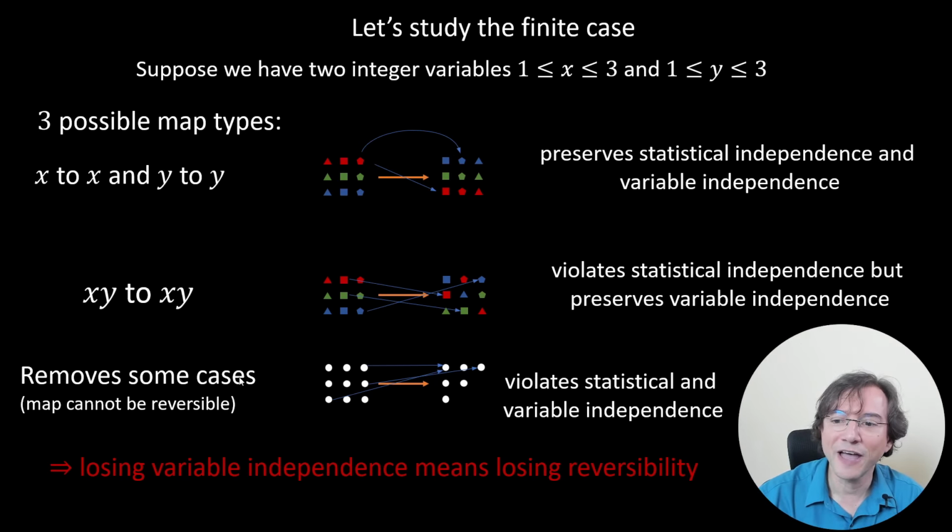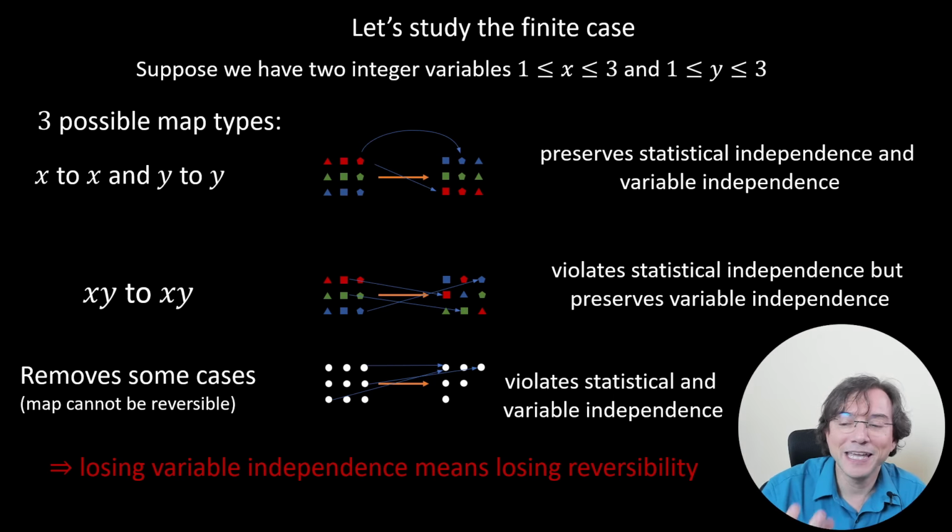Now, you could also have a map that merges some cases. So for example, this case and this case are mapped to the same case. And of course, if we do that, then not only are we going to violate statistical independence, but we're also going to violate variable independence, because now we do not have the product anymore. We're losing states. And if we were to make a map like this, then of course we are losing reversibility. So if the map is deterministic and reversible, the number of states has to be the same going back.